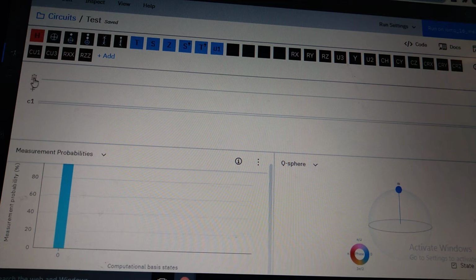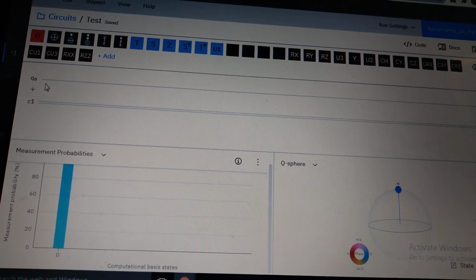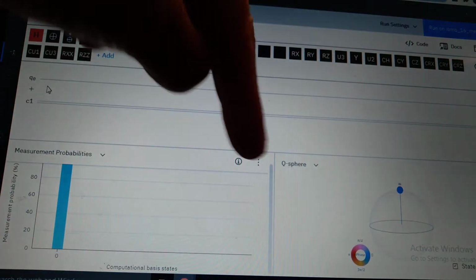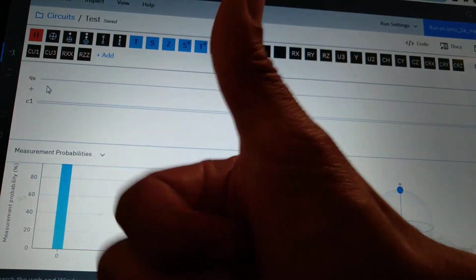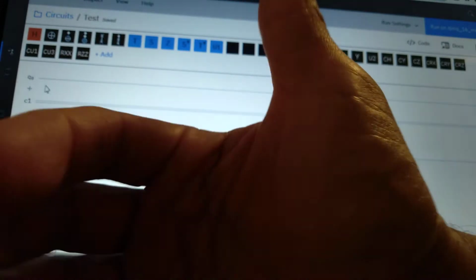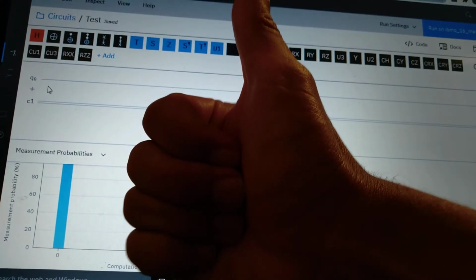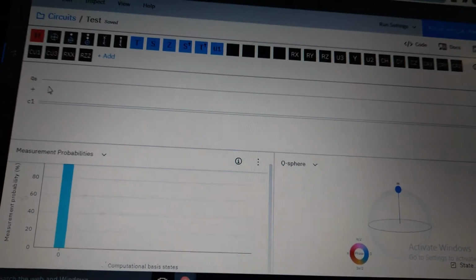So I'm going to start with one qubit right there. This one says Q0 because we're going to start with a spinning electron. You can imagine a spinning electron going like this, and you can imagine it's pointing up because it's rotating in a very specific way. If the electron is spinning in the opposite direction, it goes down.